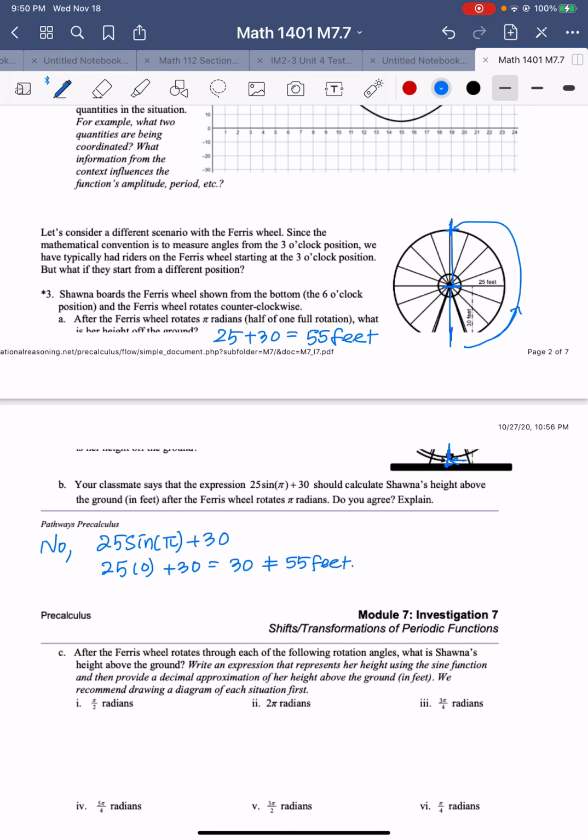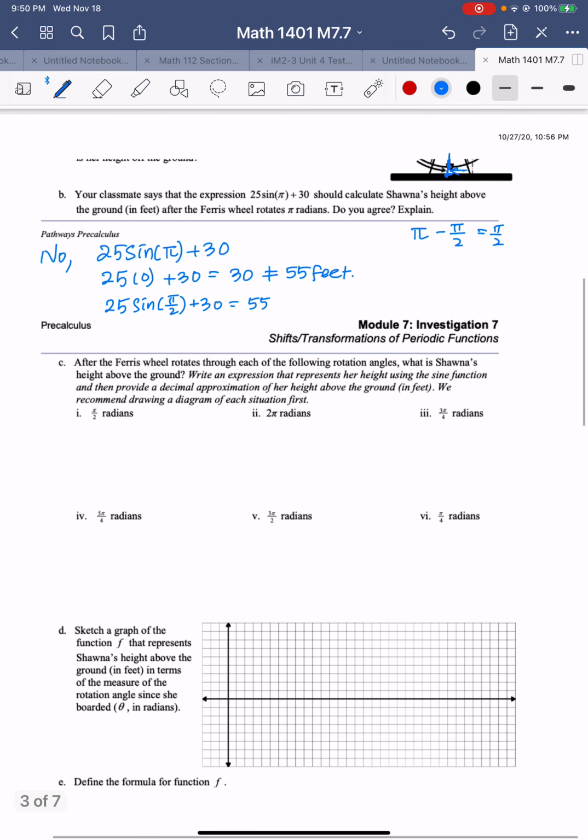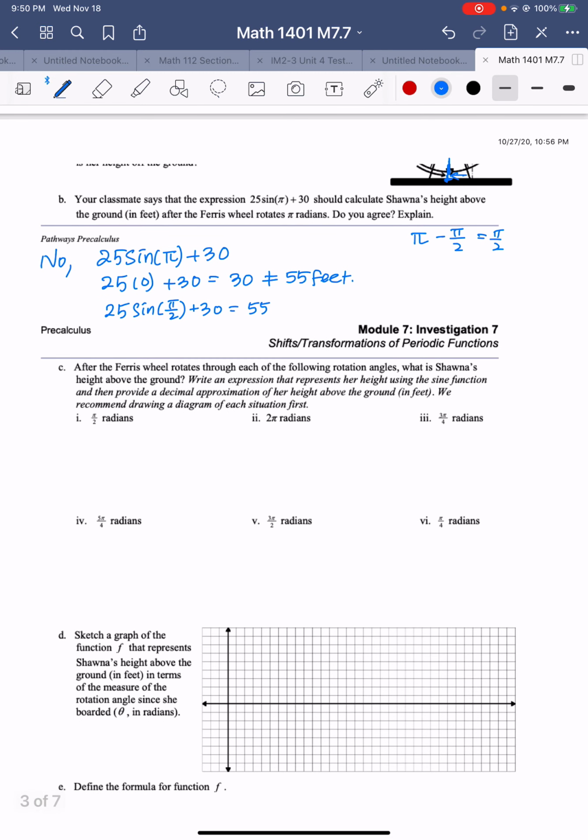So in order to make 55, what we need to do is have her turn π radians from negative π over 2. If you call this 0 and go clockwise, this is the same as negative π over 2 here. So you get π over 2. So if you put 25 sin(π/2) + 30, that becomes 55 because sin(π/2) is 1. So 1 times 25 is 25, plus 30 is 55. So that's what we're going to figure out in C. After the Ferris wheel rotates through each of the following rotation angles, what is Shauna's height above the ground?